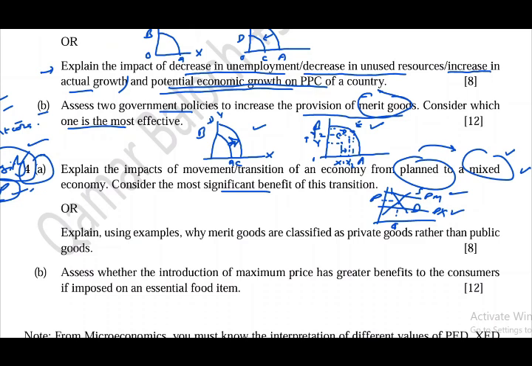And now you have to talk about the mixed economy. If economies move from planned to a mixed economic system, then there may be some problems as well. Like there may be a conflict of interest between the public and private sector, that is, government and private sector firms, because the government may interfere by setting minimum and maximum prices.